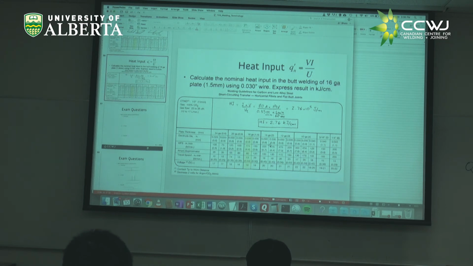I was going to ask you just that: the power source itself is going to be one thing, but the actual plate sees something else. Yes, there is a factor that relates what the power source believes it did to what the plate really saw. And that's really an efficiency, and it depends on quite a few things. Okay, so let me get into welding symbols.